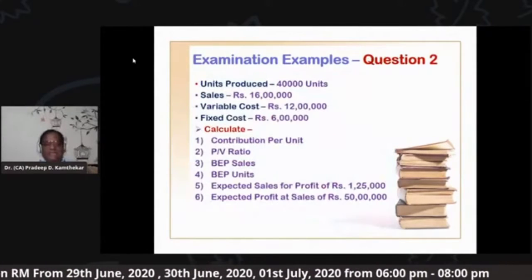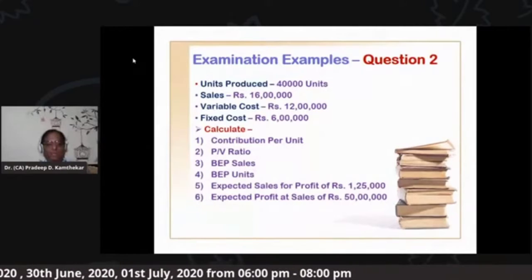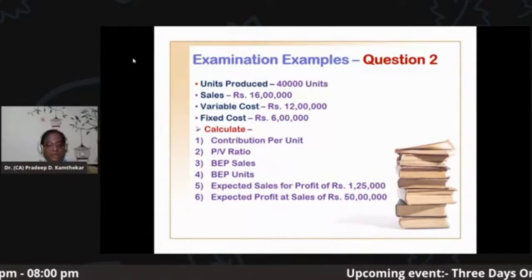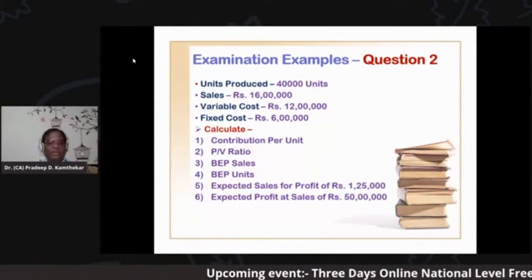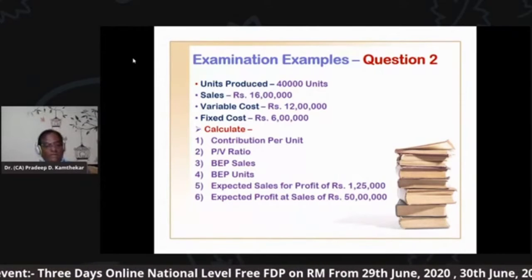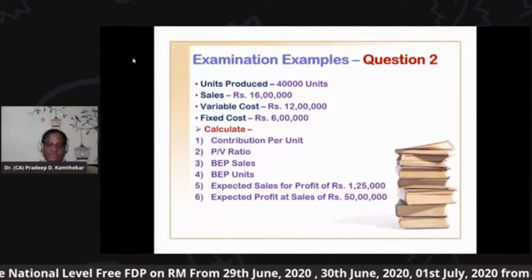Let us see the second example. 40,000 are units produced. Total sales are given. See here, selling price per unit is not given. We have to calculate that. Variable cost also is given as 12 lakhs total, so per unit is not given. We have to calculate that. And then fixed cost is given as 6 lakhs.